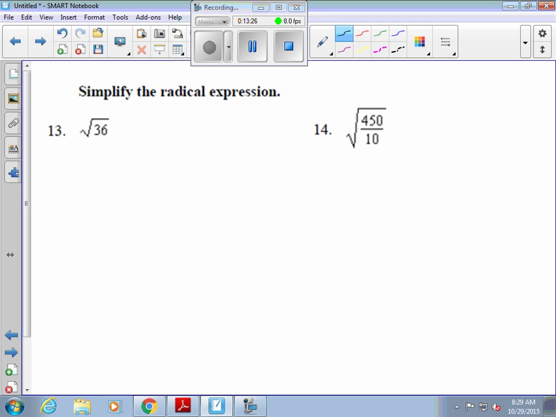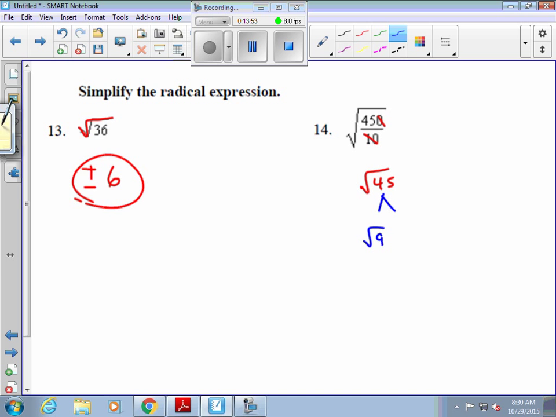13, simplify the radical expression. This is the square root of 36. What number times itself is 36? Both positive and negative 6. The square root of 450 over 10. You can divide it before you separate it. Some people chose to separate it, then you had to rationalize the denominator. 450 divides by 10. It gives you the square root of 45. And then there's a perfect factor in 45, 9 times 5. The square root of 9 is both positive and negative 3 times the square root of 5.